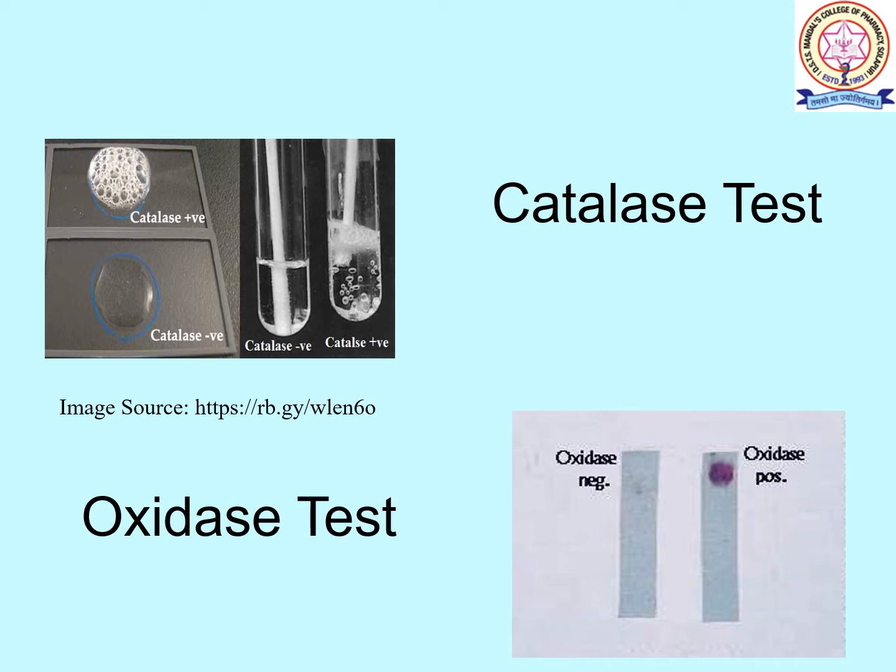Here we cannot see these bubbles, so this particular one is the catalase negative test. Or on a slide, if we put one drop of H2O2, then we can observe the bubbles of oxygen coming. So this particular test will be positive for that organism, and if there are no bubbles of oxygen, then that test will be negative.